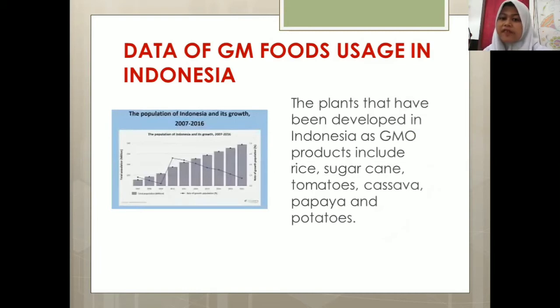And then data of GM food usage in Indonesia. The plants that have been developed in Indonesia as GMO products include rice, sugarcane, tomatoes, cassava, papaya, and potatoes.